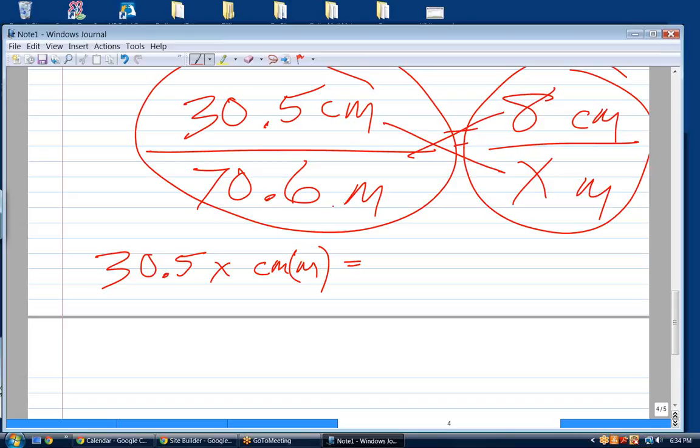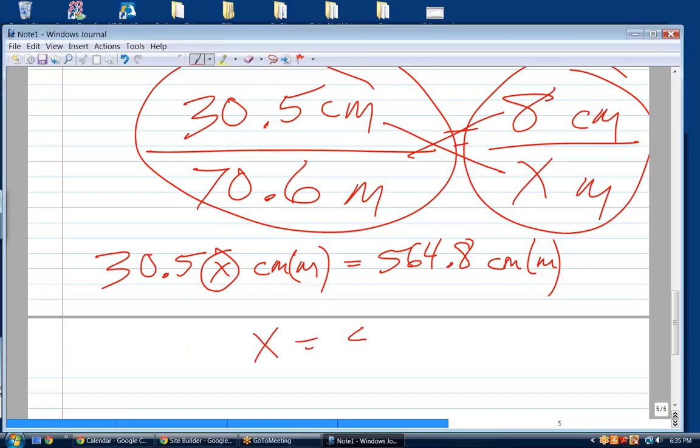Do you have your calculator there? Might as well use your calculator because we don't have a lot of time here. So 70.6 times 8 is 564.8, also centimeters, meters. So x, if we divide both sides by 30.5 centimeters, meters, x ends up being this. Well, couldn't you just... Oh, wait, no, you're right. Never mind.